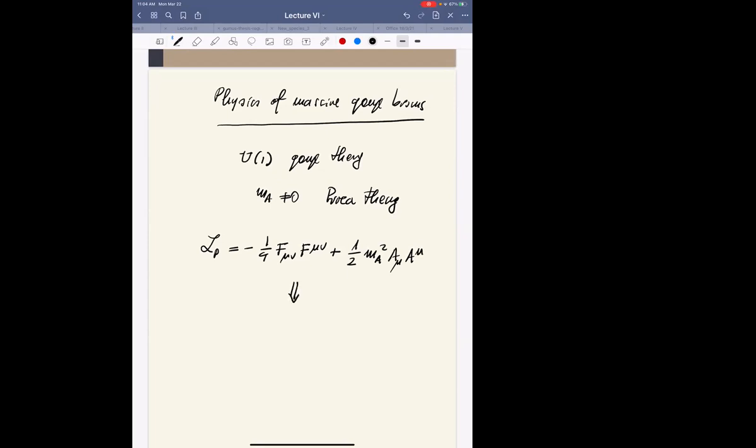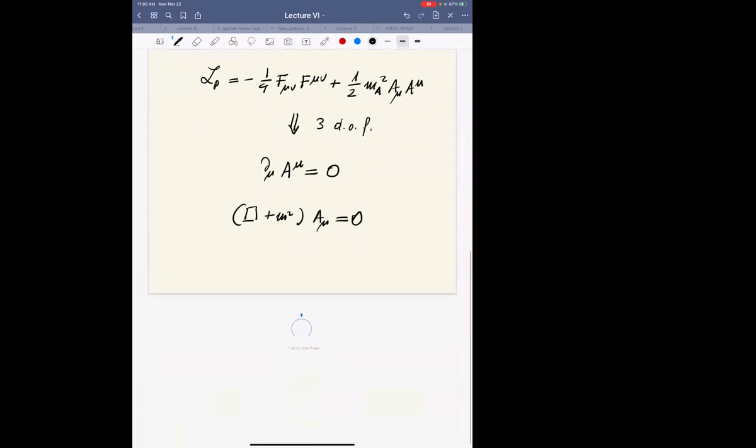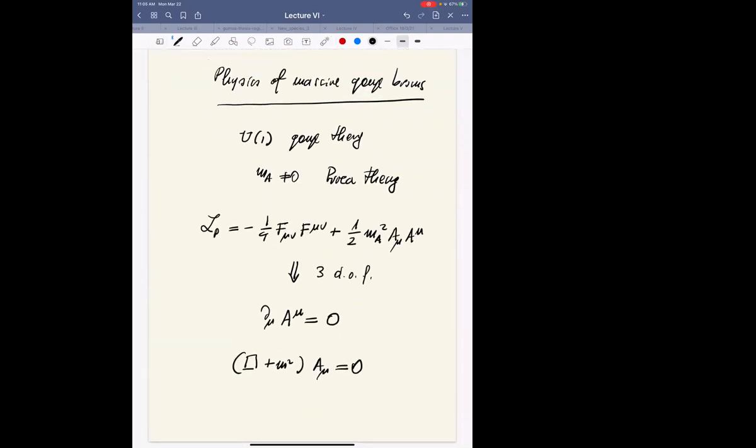What to learn? First, that of course there must be only 3 degrees of freedom. This is a spin one field. The fact that there are 3 degrees of freedom implied a condition which we derived from the equation of motion, ∂_μ A^μ = 0. And then we got that each of the components satisfies a Klein-Gordon equation. This is not a gauge condition. This is an equation of motion.